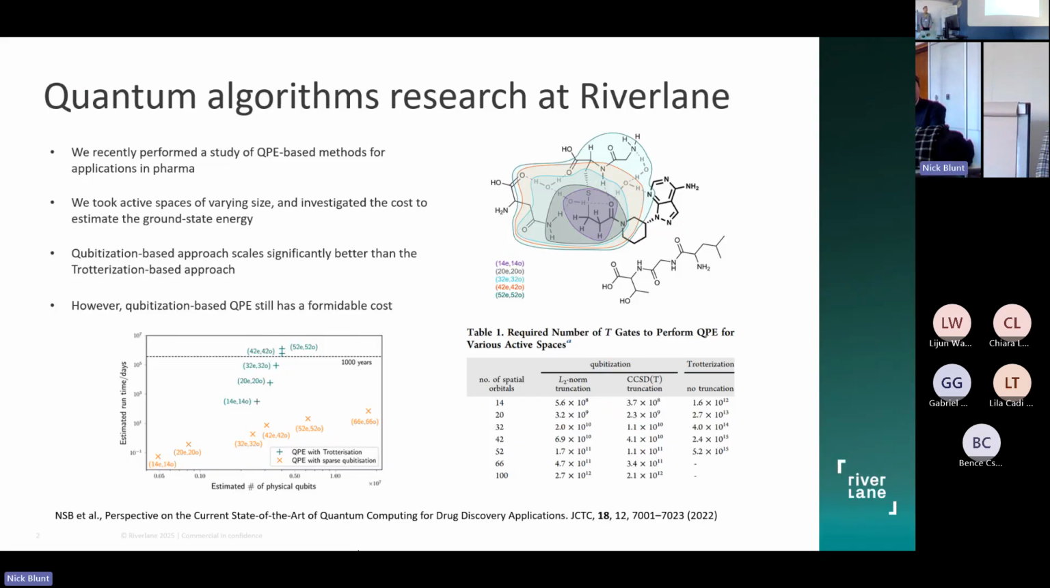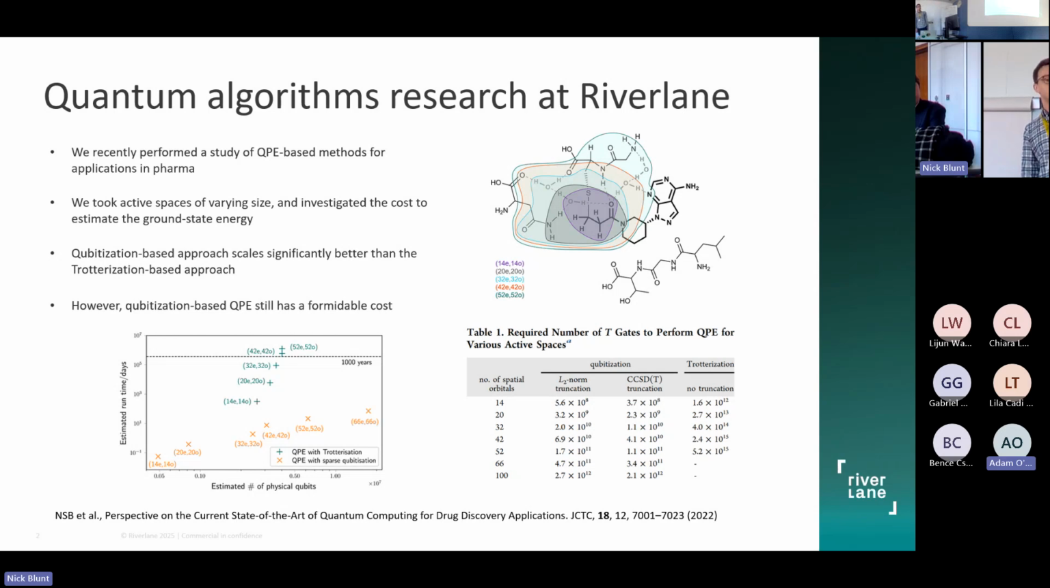So I just wanted to start by telling you about a paper that we put out at Riverlane a couple of years ago. So in this, we looked at quantum algorithms applied to pharmaceutical problems. So this is work done with Aztecs. The Aztecs gave us some molecule. And for this, we constructed various active spaces from 14 orbitals up to about 100 orbitals. And we looked at the cost for quantum phase estimation for this using two different approaches. Firstly, using trotterization, and then secondly, using qubitisation.